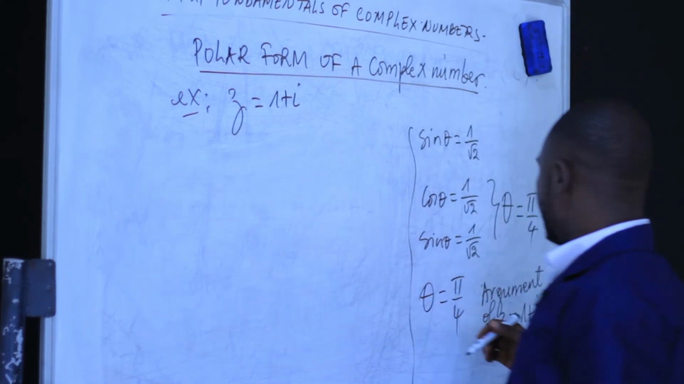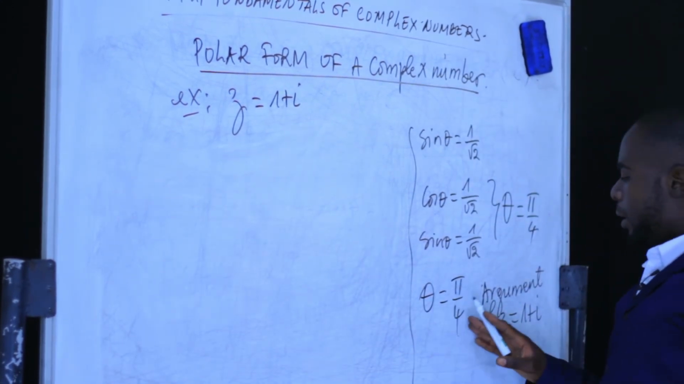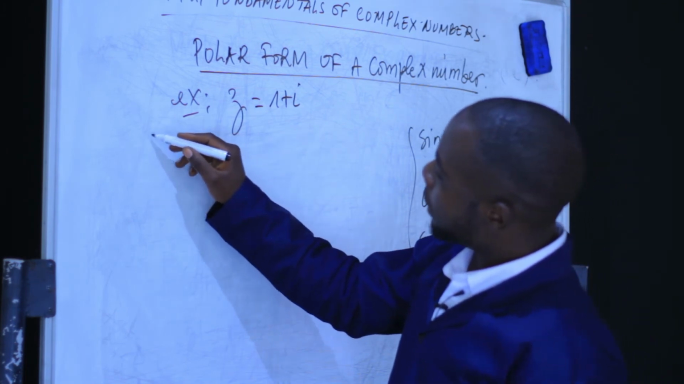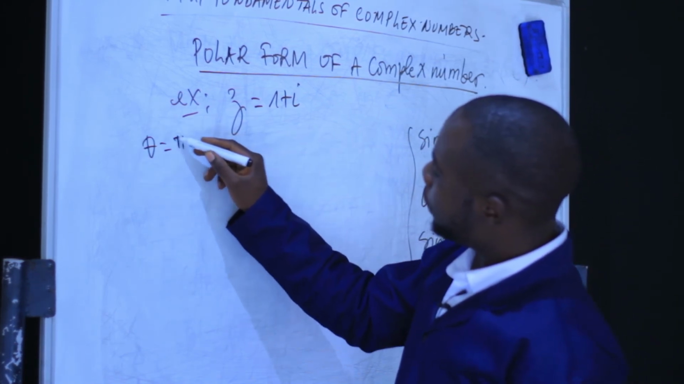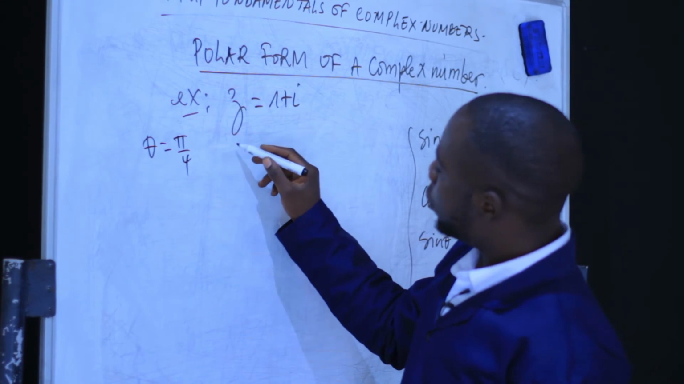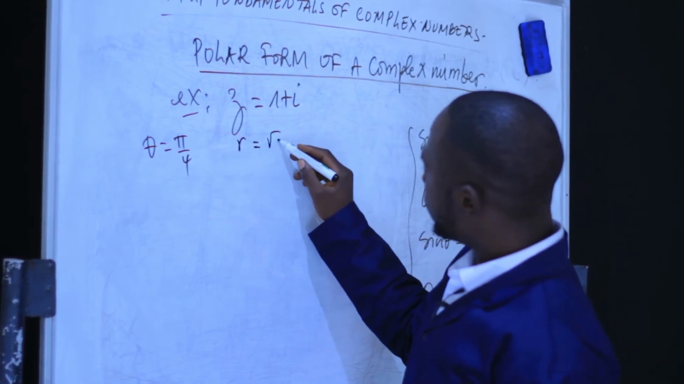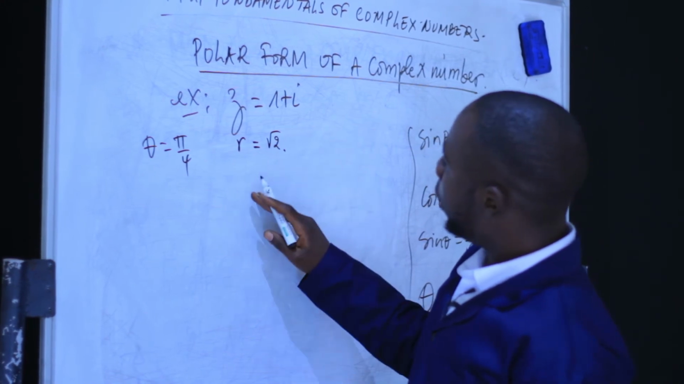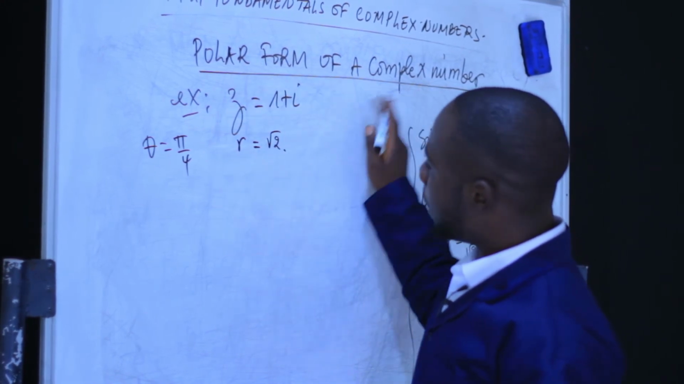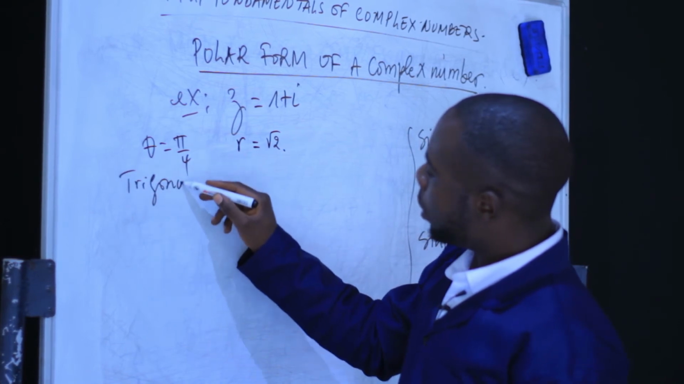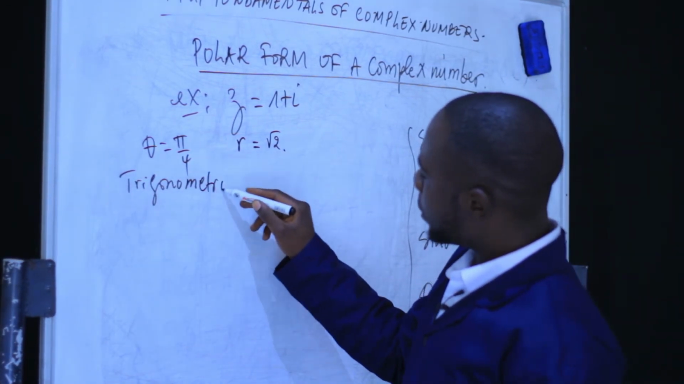We have found that the argument is pi over 4, and the modulus is equal to the square root of 2. Before taking the polar form of the complex number, let's take the trigonometric form first.